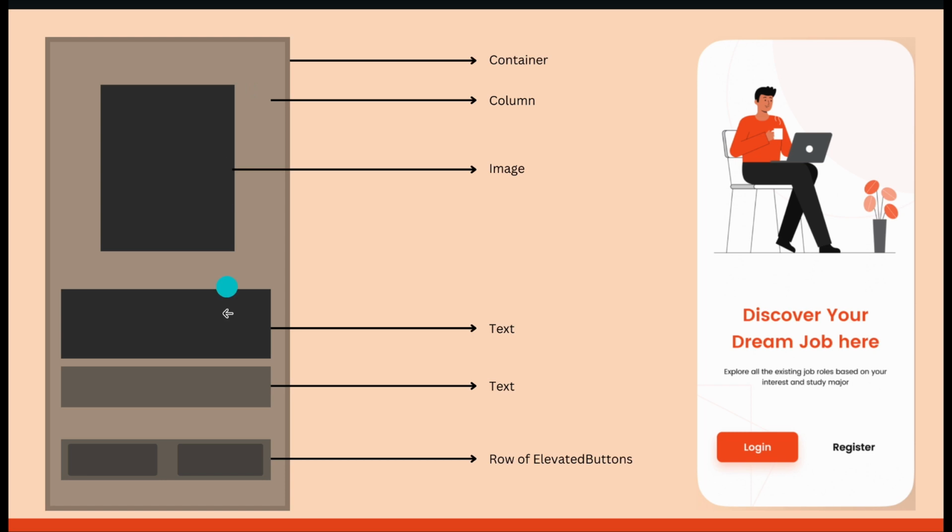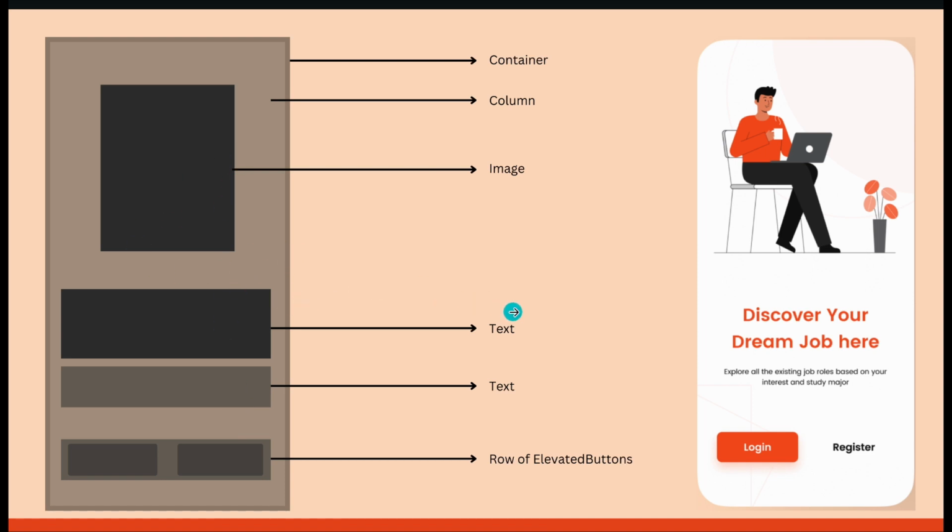And then we'll put a column inside it, and inside the column we'll have an image at the top. We have a text here, we have another text here, which is the one down here, and then we have a row of buttons. If you look at this, there are 2 buttons, and then we'll approach that as a row, right? So that's what we want to do today.